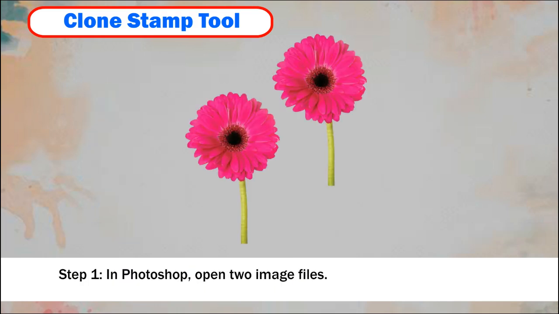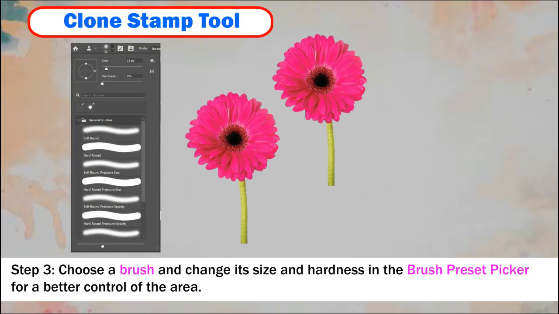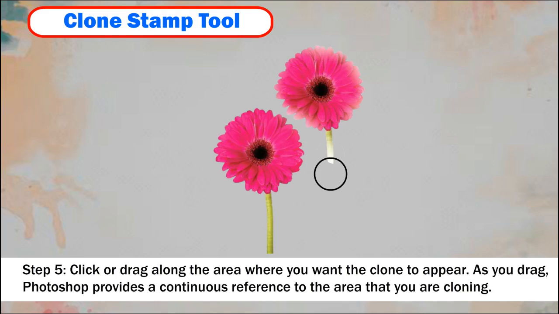Step 1. In Photoshop, open the image files. Step 2. Select the Clone Stamp tool from the Tools panel. Step 3. Choose a brush and change its size and hardness in the Brush Preset Picker for a better control of the area. Step 4. Next, press the Alt key and click on the area of your image that you want to copy. Step 5. Click or drag along the area where you want the clone to appear. As you drag, Photoshop provides a continuous reference to the area that you are cloning.